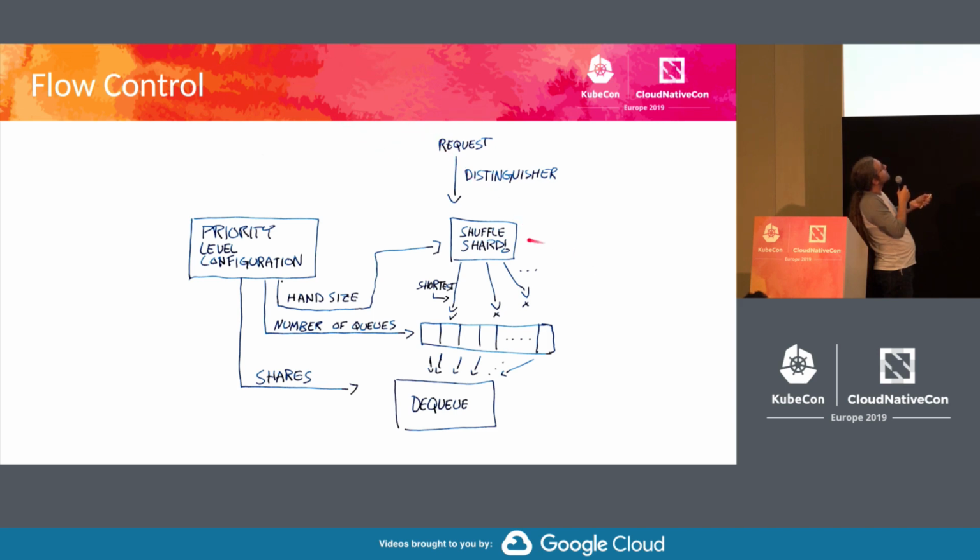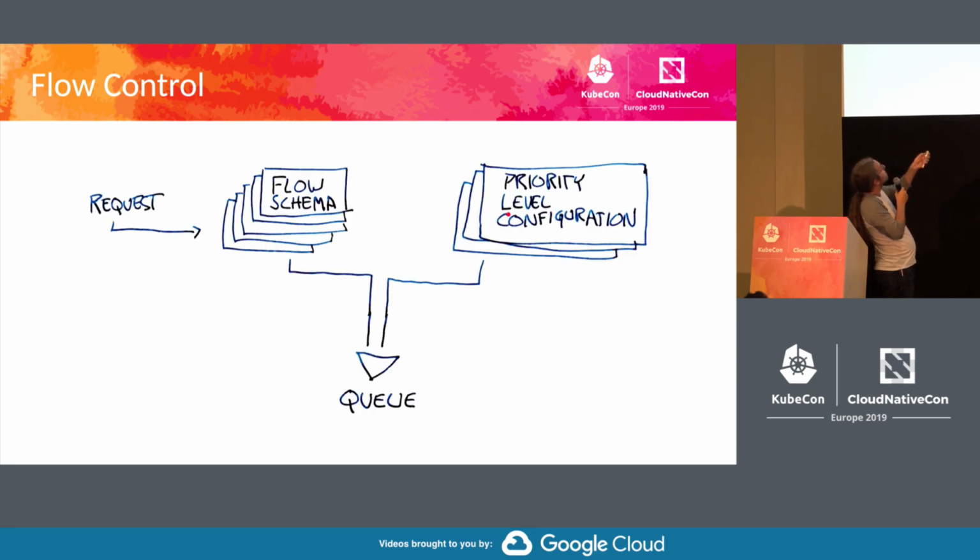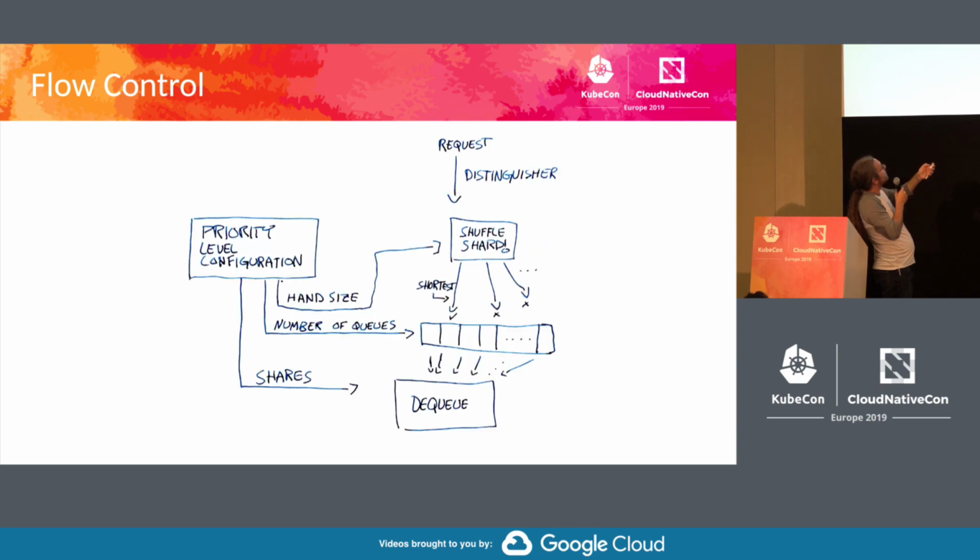Let's zoom in just a little bit. We have a request. We compute some sort of distinguisher. The distinguisher is part of the flow schema; it's the way of computing it. We use the distinguisher to hash. The distinguisher is going to be like the namespace or the user, and we might add some more in the future. You take this, hash it, and that lets you decide on some number of queues.